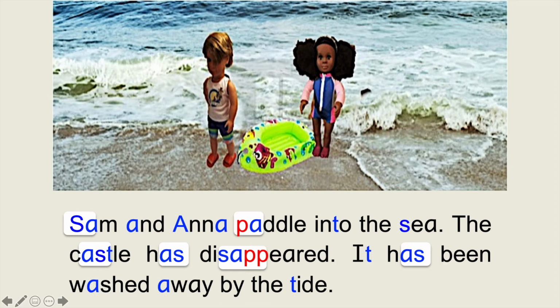Sam and Anna paddle into the sea. The castle has disappeared. It has been washed away by the tide. The castle is gone. That's quite sad, isn't it? Because they've put so much effort into building it. But look, they have a little dinghy that they can go and sail in the sea with. The sea looks a bit rougher now than it was earlier.